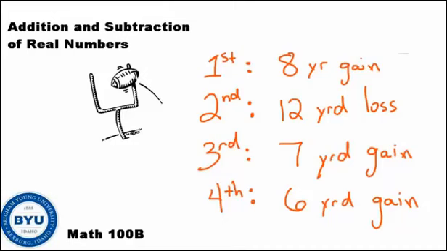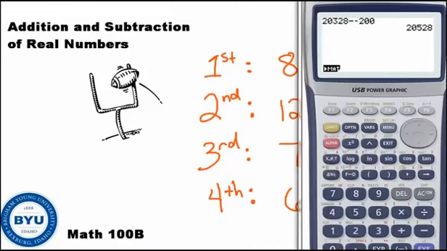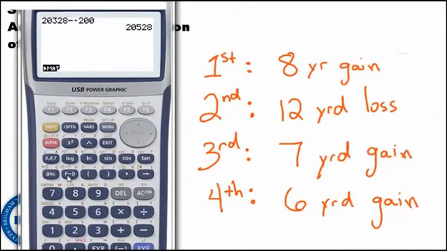Okay, how'd you do? This one's not too complicated. You can simply add the numbers together. We're going to use gains as positive numbers, and then add a negative 12-yard loss because they lost 12 yards. You could also just put subtraction if you wanted to. You don't have to put plus and negative. I could have just done 8 minus 12 plus 7 plus 6. Remember, whenever we do plus a negative, that's the same thing as subtraction.